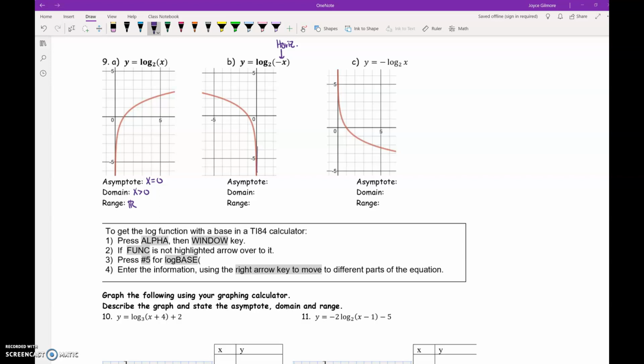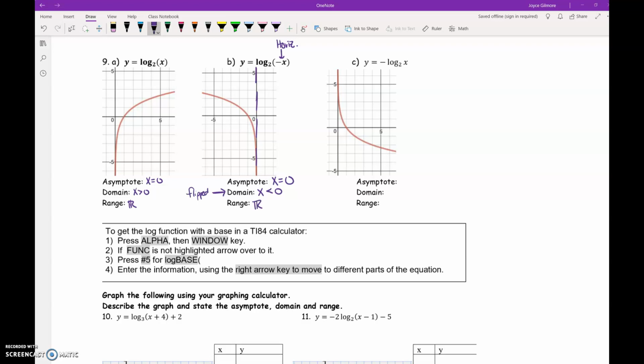So this graph was originally over here, and it flipped over the y-axis. Now here's what I want you to notice. It didn't change where the asymptote is. The asymptote is still x equals 0. But this time, the graph is on the left side of the asymptote. So now the domain is x is less than 0. The domain flipped because the graph flipped over the y-axis.